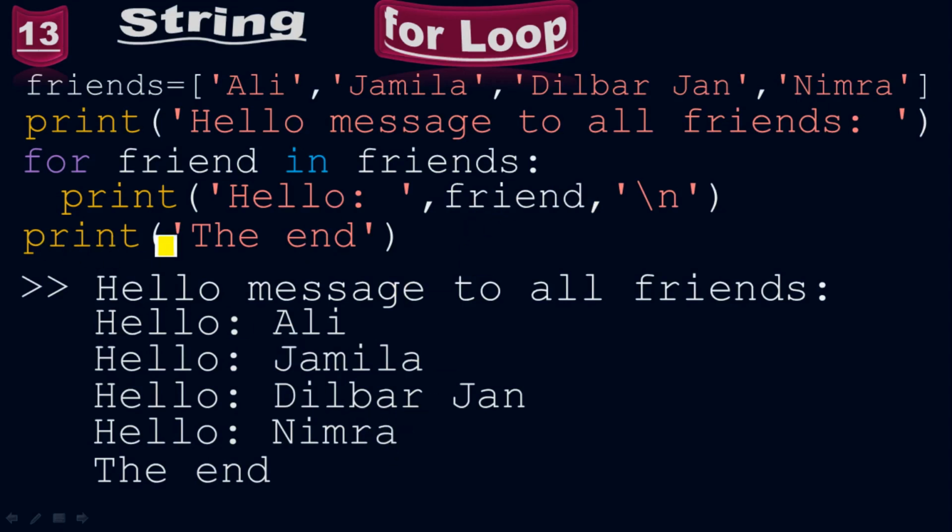And then the last message, the final message, which is the outermost print function, print of the end. So finally, this line is because of this print function, print of the end here. It is the outer print function. This print function doesn't depend on this part. So I hope you got the point now. We have sent hello message to all the four friends, Ali, Jamila, Dilbarjan, and Nimra, with a final message which is the end.